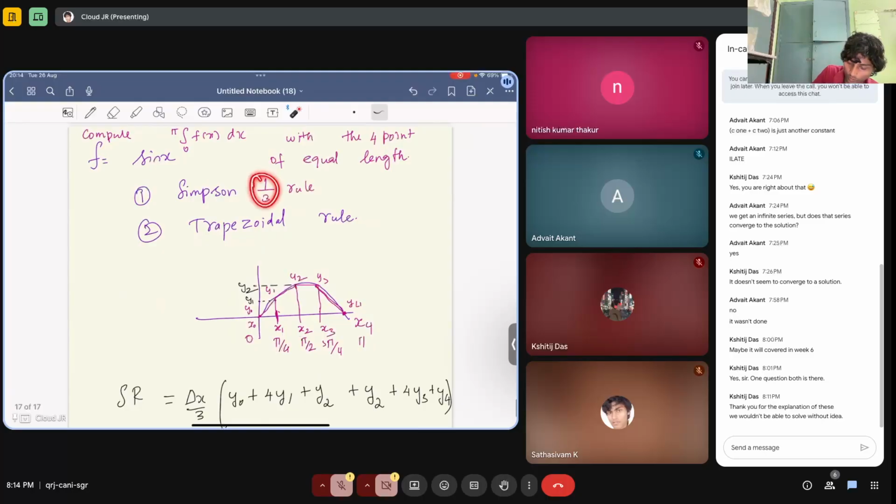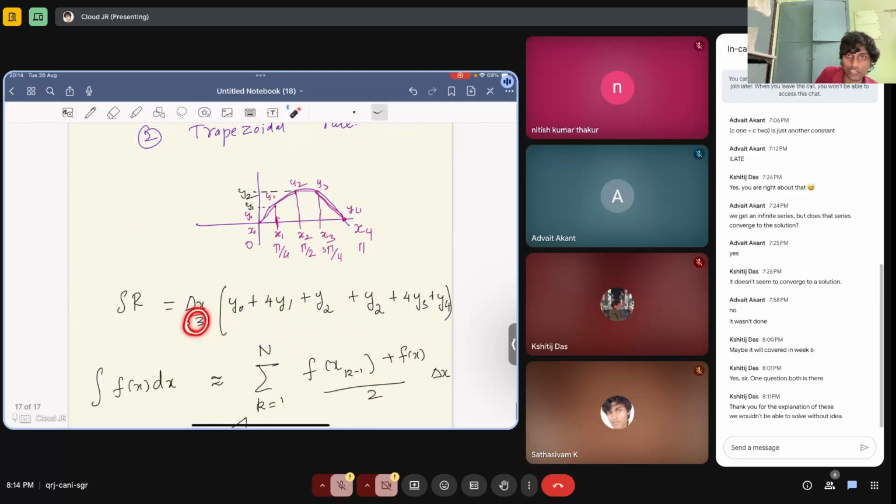It is called Simpson one third rule because in the quotient there is by 3. So 1 by 3 is there. That's why it's called the 1/3 rule. There are other Simpson rules also.